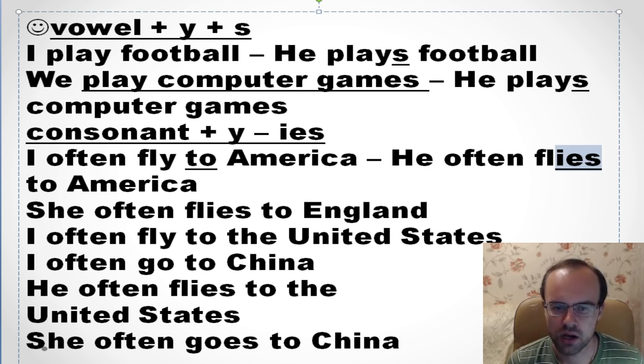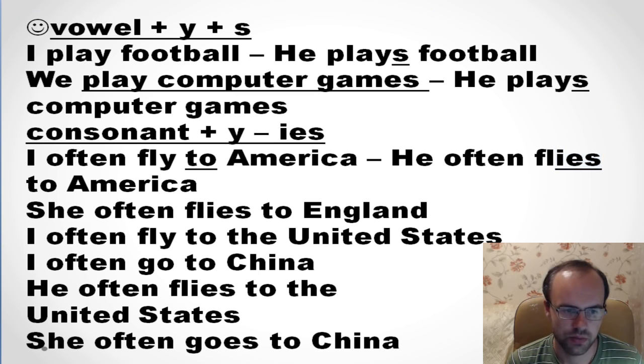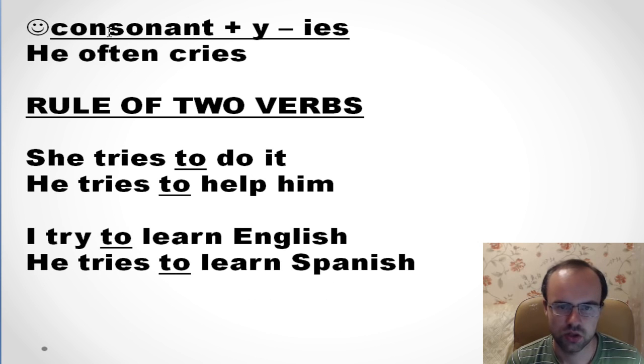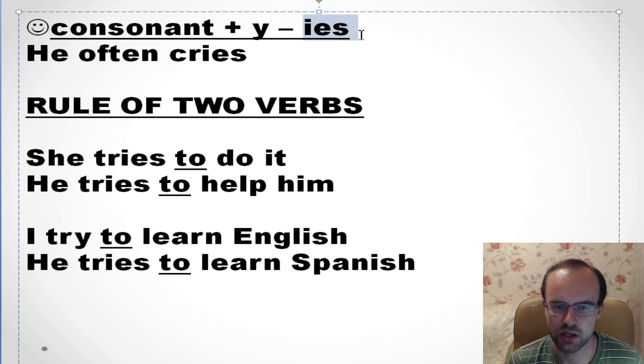Next, she often flies to England. So you can say, I often fly to the United States. I often go to China. He often flies to the United States. She often goes to China. Good. So please remember that if you have a consonant before y, you have ies.